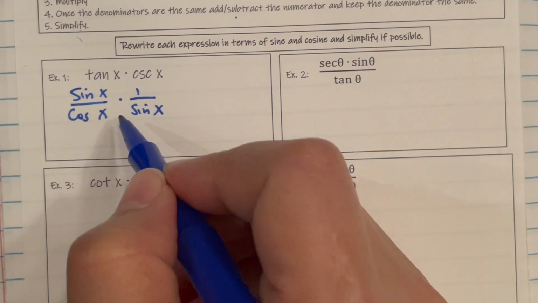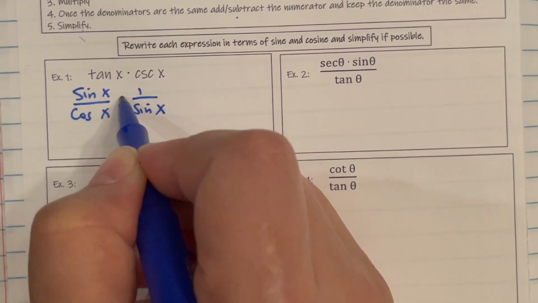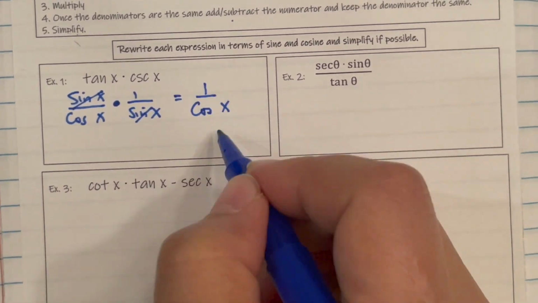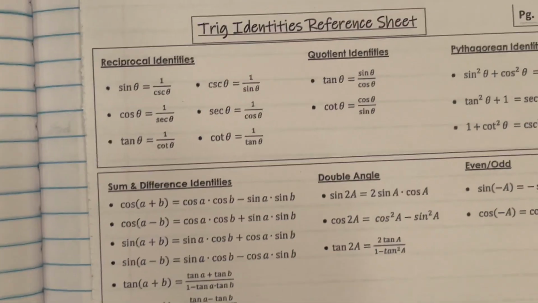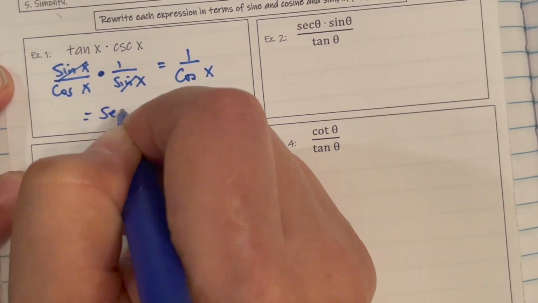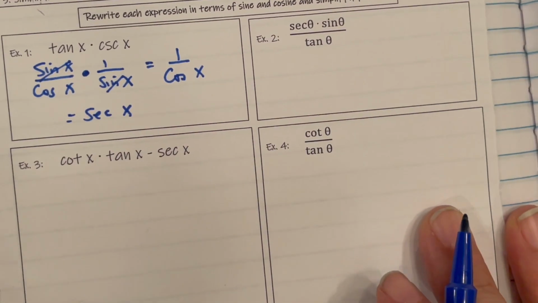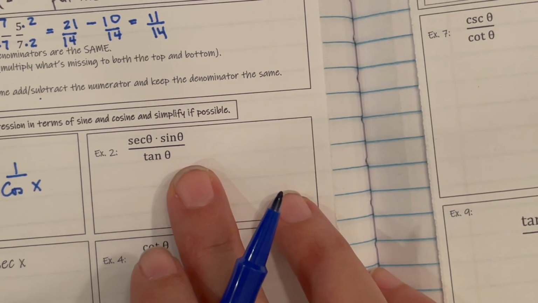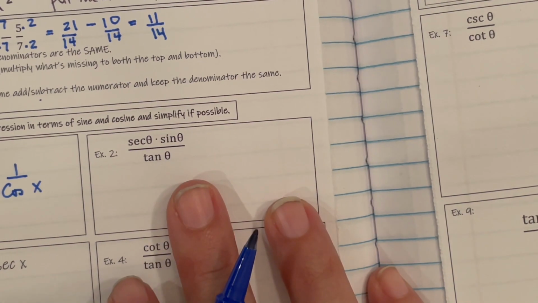All right, what can I see? I can see that I can cross out the top sine with the bottom sine because I'm multiplying the fraction, leaving 1 over cosine x. Well, the formula sheet says that should be secant. 1 over cosine is secant. So we can replace that with secant. And that's all we're really going to be doing this unit, just replacing it with different things to simplify the expression. All right, let's take a look at another example. I'll go ahead and do example 2.